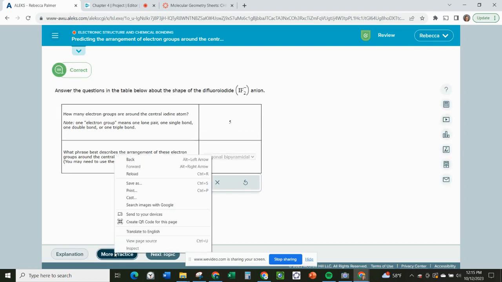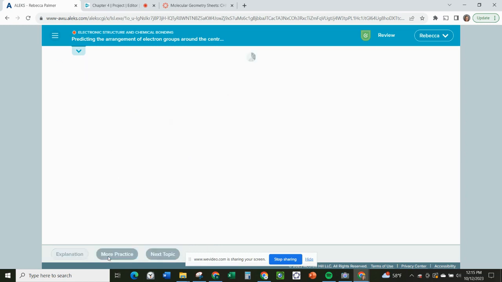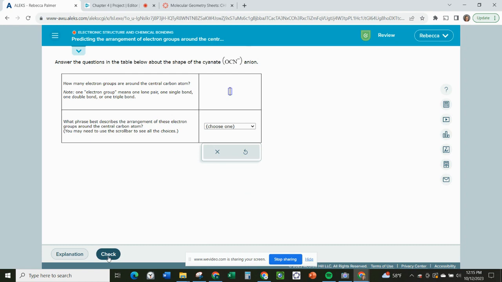Okay, let's keep practicing. Okay, this one is weird. We have cyanate. And it's an anion, so we're going to add electrons. And it tells us carbon is central. The central atom in the formula is not always the central atom, so be really careful. So we have OCN.